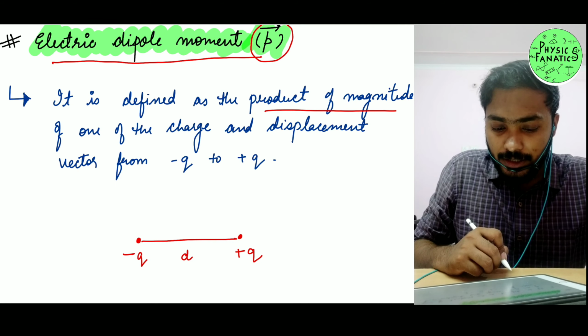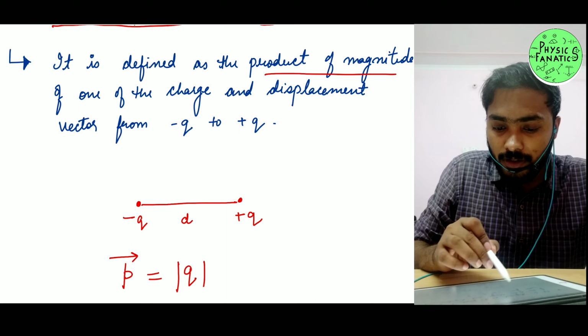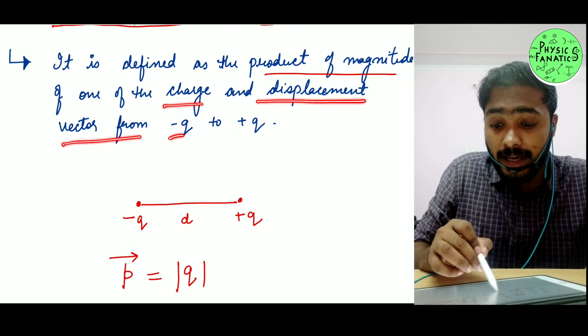According to our definition, it is defined as the product of magnitudes. So dipole moment, represented by p, a vector quantity, is defined as the magnitude of one of the charges. Here the magnitude of charge is q, so I can write q over here. We are not going to bother about the sign because we are only concerned about the magnitude here. Then the magnitude of one of the charges and the displacement vector from minus q to plus q.